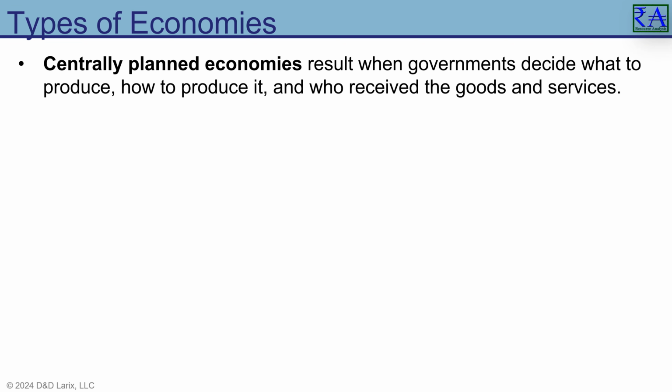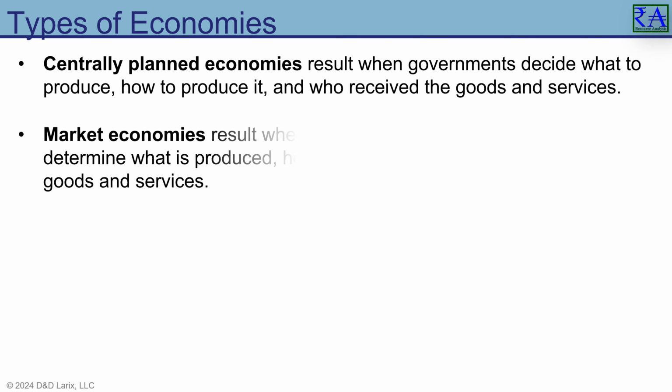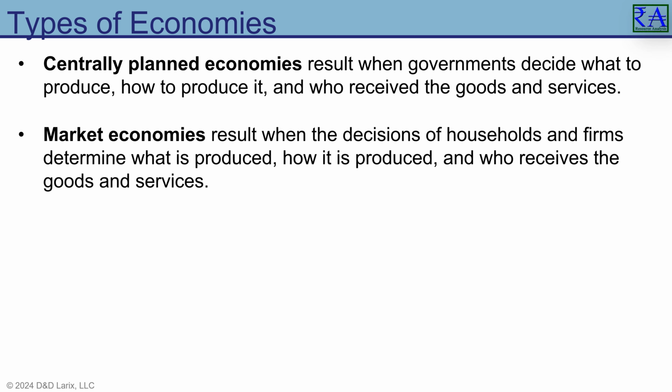Societies organize their economies in different ways, mainly as centrally planned, market, or mixed economies. In a centrally planned economy, the government takes on the role of deciding how economic resources are allocated. This means the government determines what to produce, how to produce it, and who receives the goods and services. Today, only a few small countries such as Cuba and North Korea still operate with fully centrally planned economies. In contrast, a market economy relies on the decisions of households and firms interacting in markets to allocate resources.